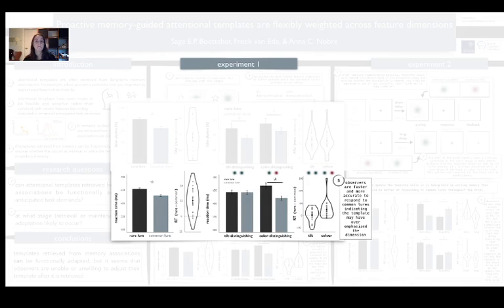A similar pattern emerges when we look at reaction times, with participants being faster to identify common compared to rare lures. Although here we can see this was only true in the color distinguishing blocks, as we saw no difference between common and rare lures in the tilt distinguishing blocks.